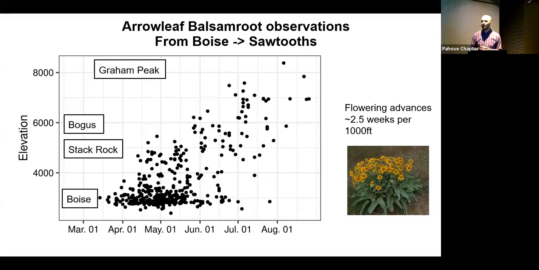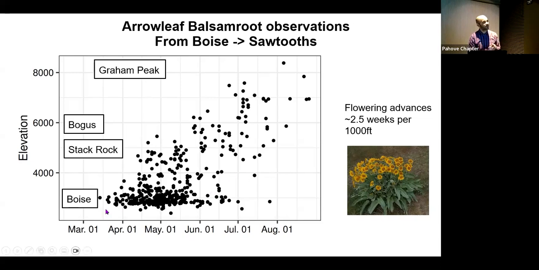With balsamroot, over 95% of the observations are of it in flower. So for any observation, you can sort of assume this is representative of the flowering phenology. And when you plot that with the date on the x-axis and elevation on the y, you get a really beautiful phenology curve as the flowering moves up in elevation and throughout the state, from down in Boise up to the peaks of the Sawtooth. Then I can do a regression with this and put some numbers behind it and say, with balsamroot, once it starts flowering here in Boise, the flowering is going to move up about 1,000 feet every 2.5 weeks.